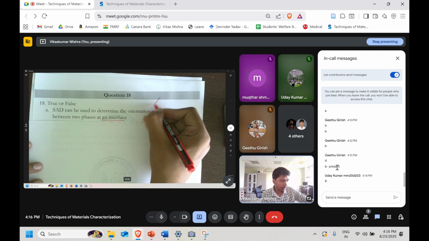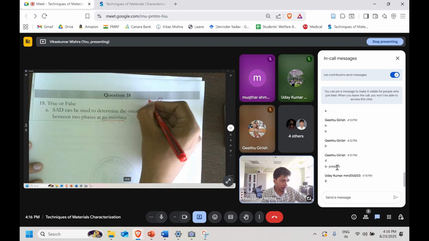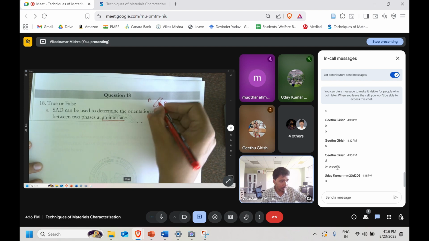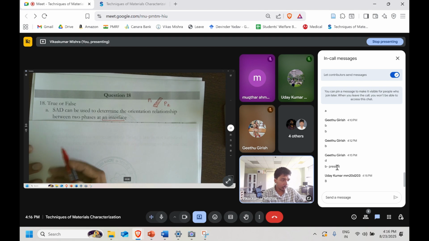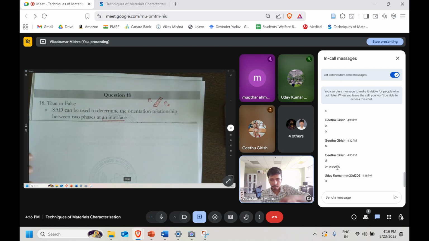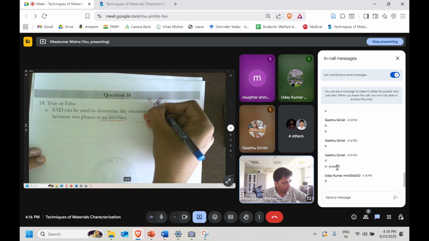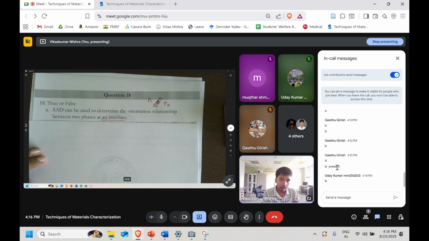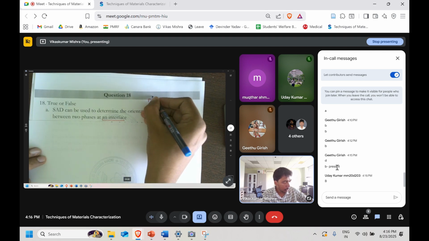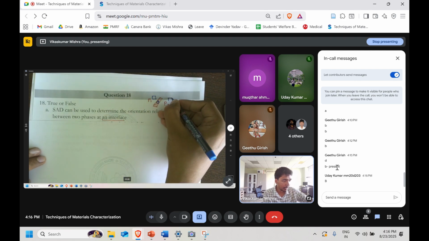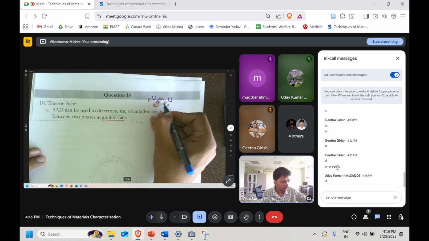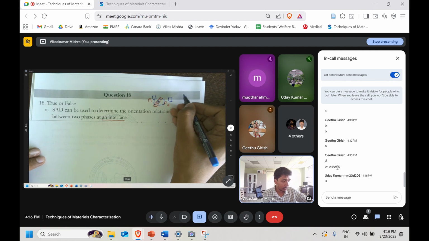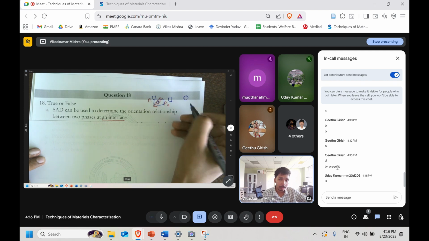Let's say this is the interface between phase 1 and phase 2. Using the SAD, you can focus on this particular region. You can find its diffraction pattern. You can find its orientation. You can focus on this region, phase 1, and find its orientation. You can find its orientation for phase 2 also. Also, you can combine all of them together. You can select a little larger area. I'm drawing a square, it's not correct, I should draw a circle.